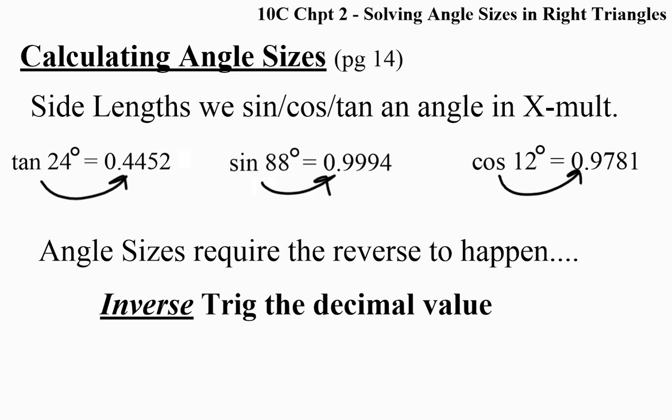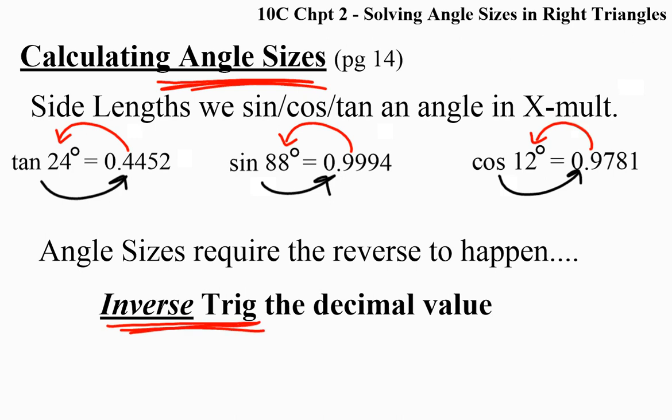So what we were doing was taking the tan 24 to a decimal, sine 88 to a decimal, cosine 12 to a decimal. Well, when we're calculating angle sizes, we need to take a decimal and say, here's a decimal, what's the degree? Because the decimal is what we're going to be able to calculate now. And what we have to do is inverse trig the decimal value. Inverse trig means you're going to hit the second function button on the calculator.